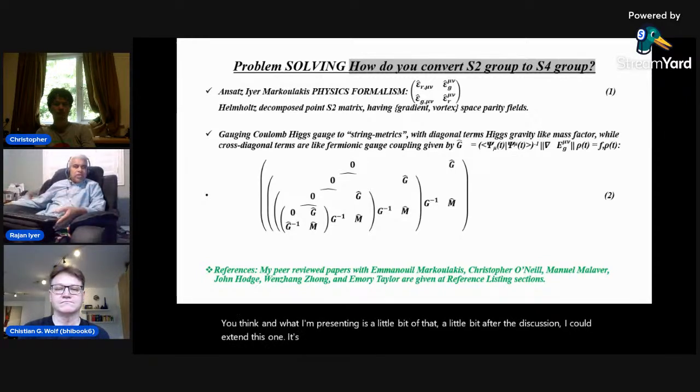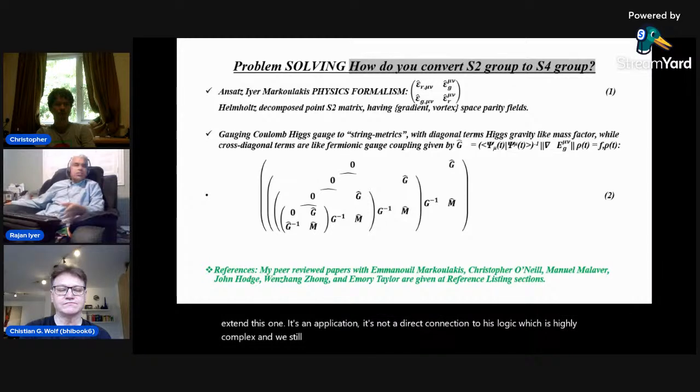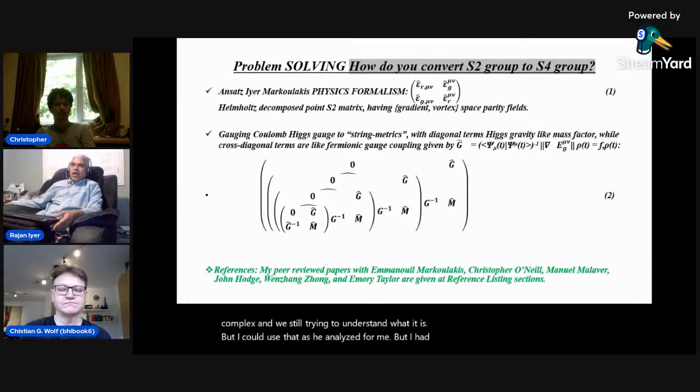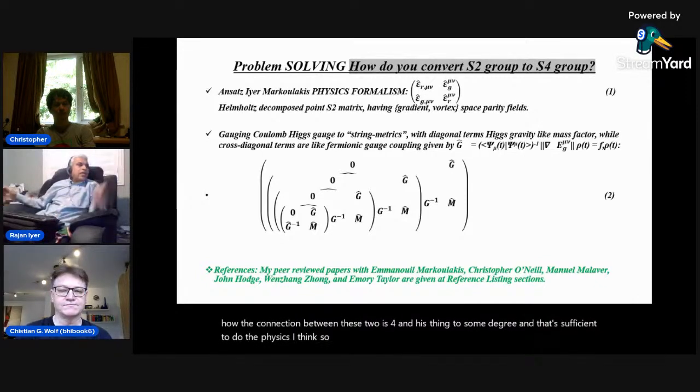It's an application. It's not a direct connection to his logic, which is highly complex, and we're still trying to understand what it is. But I could use that. He analyzed for me what I had, and he said that I understand how the connection between S2, S4, and his thing works to some degree, and that's sufficient to do the physics, I think.